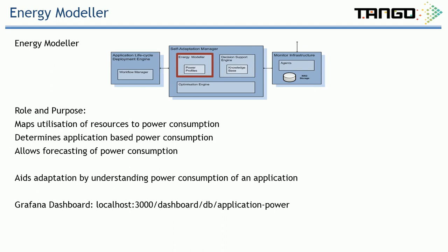The Tango Energy Modeller's principal role is to determine the power and energy consumption of applications which are running within the Tango framework. It does this by mapping the utilisation of resources to a given level of power consumption. This allows it to determine the application's power consumption based upon its utilisation levels. It also allows the forecasting of power consumption given a notion of how much utilisation is going to occur in the future.